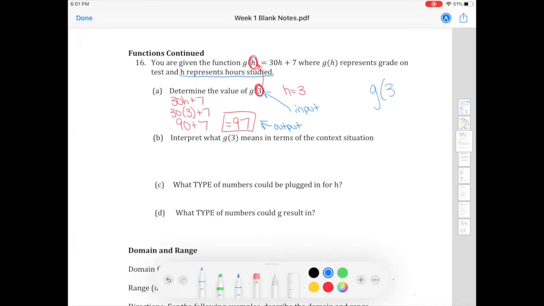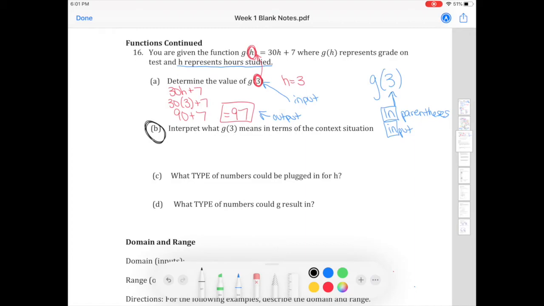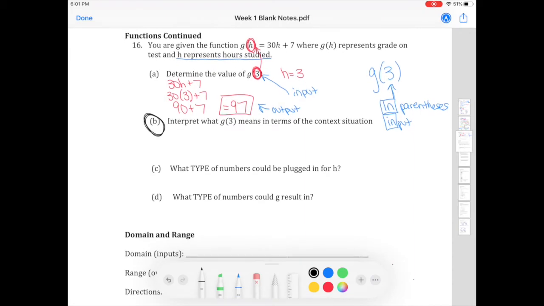If it helps you to remember that input idea too with this function notation, the g of 3, notice the 3 is in parentheses, and it is the input. So I don't know if that'll help you. I always try to find some ways to help you guys remember things, especially with this function notation.